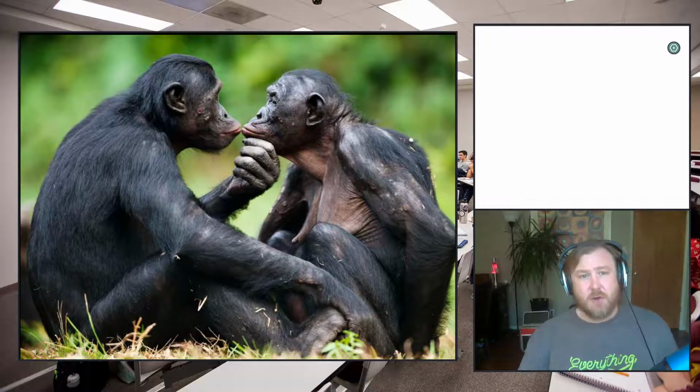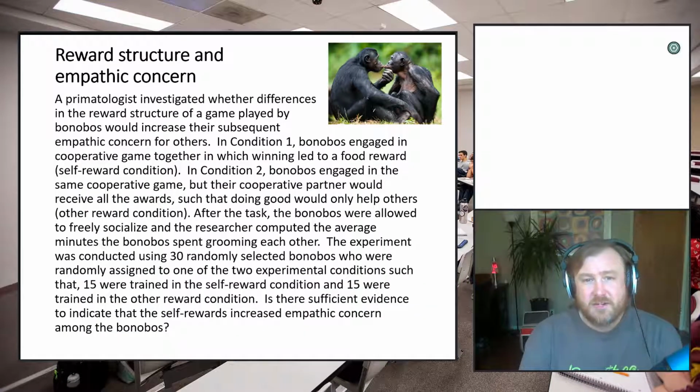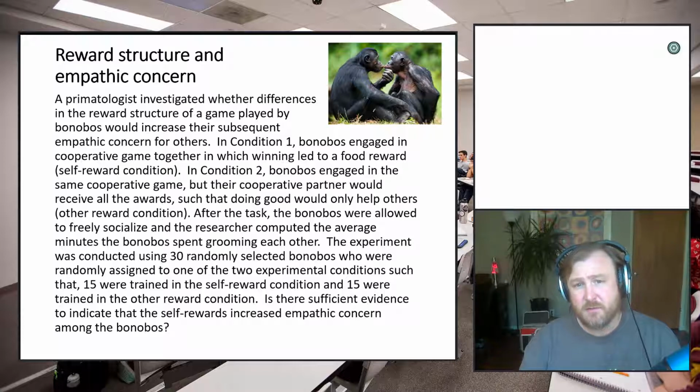Okay, so here's the problem. A primatologist investigated whether differences in the reward structure of a game played by bonobos would increase their subsequent empathic concern for others. In condition 1, bonobos engaged in a cooperative game together in which winning led to a food reward. This is the self-reward condition. In condition 2, bonobos engaged in the same cooperative game, but their cooperative partner would receive all the rewards, such that doing good would only help others. This is the other reward condition.